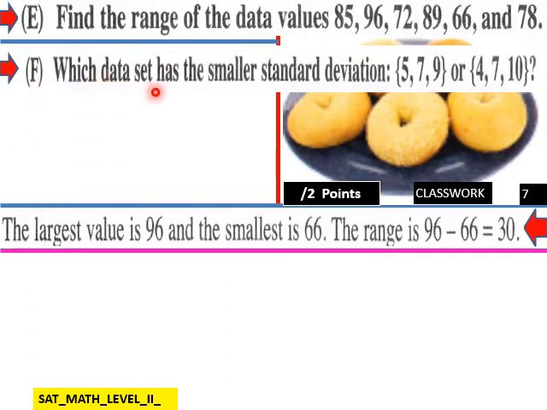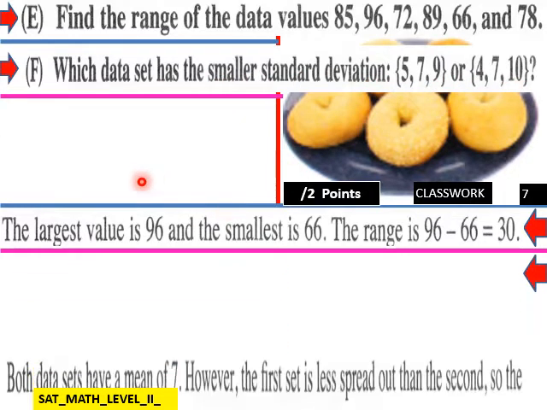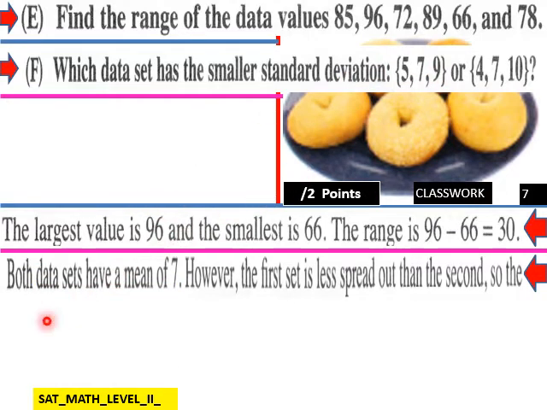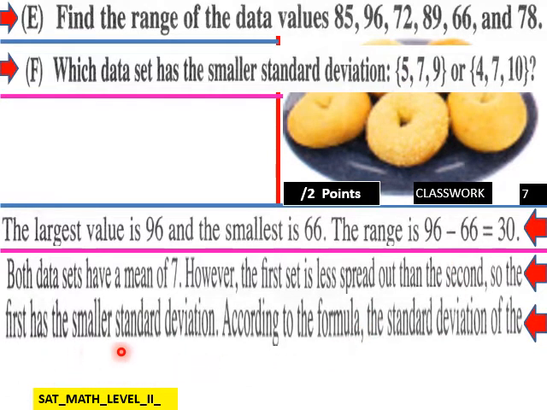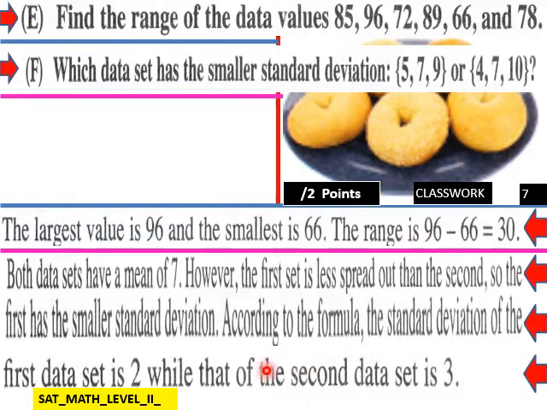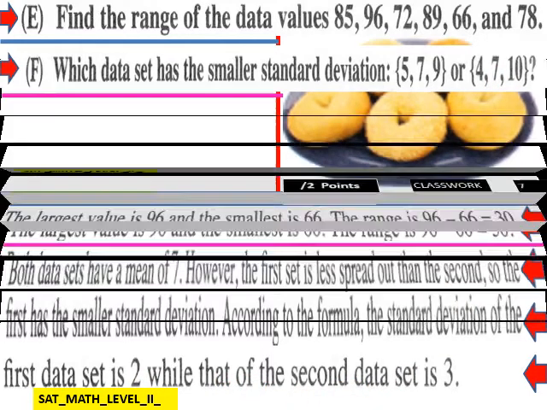And F, which data set has a smaller standard deviation: 5, 7, 9, or 4, 7, and 10? Both data sets have a mean of 7. Here's our mean here, 7 and 7. However, the first set is less spread. We have less spread here than the second. So the first has a smaller standard deviation. According to the formula, the standard deviation of the first data set is 2, while that of the second data set would be a 3. That'd be your standard deviation there.